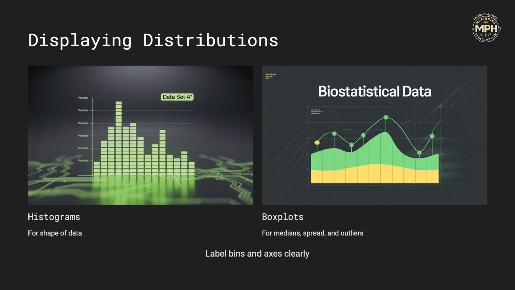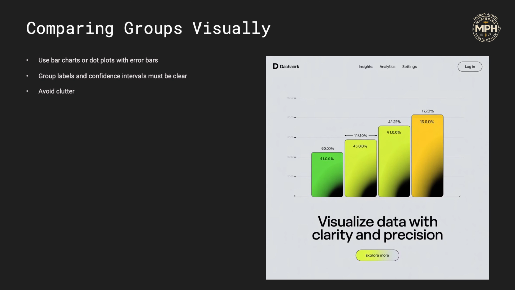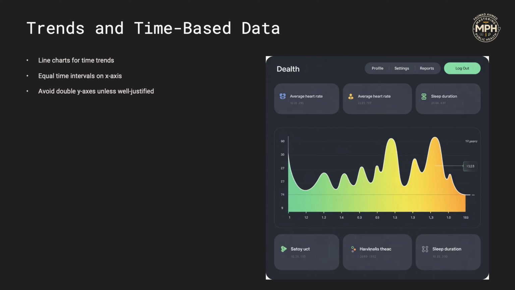Displaying data and distributions. Use histograms for distribution shapes and box plots for medians and spread. Always label axes and explain any symbols or shading. Comparing estimates among groups. Use bar charts or dot plots with confidence intervals. Make sure group names and error bars are clear. Avoid overcrowded visuals. Trends and line charts. Use line graphs for showing changes over time. Keep time intervals consistent. Avoid using dual y-axis unless necessary.